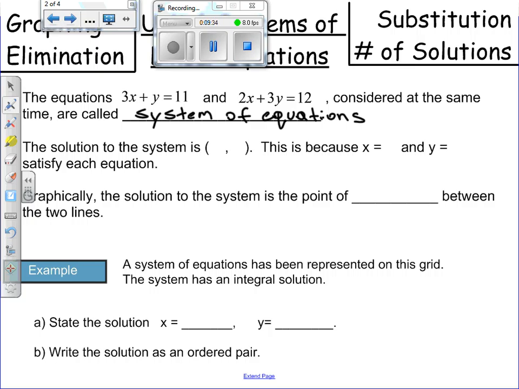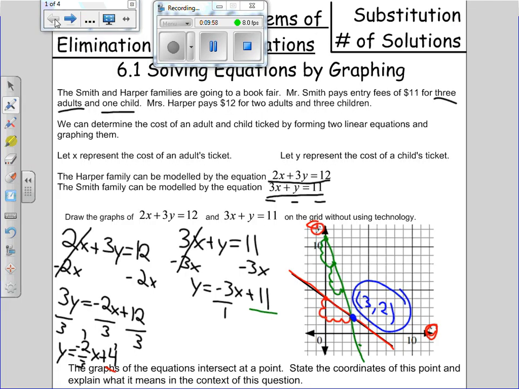The solution to the system was 3, 2. This is because x equal to 3 and y equal to 2 would satisfy both equations. So if you took a peek back, y equal to 11 and x equal to 0 would satisfy the green line. That's a point on the green line, but it's not a point on the red line. You're looking for a point that's both. That's why we use the intersection.